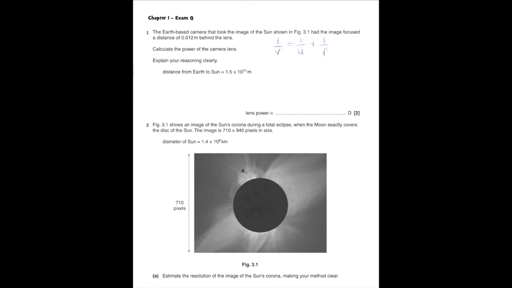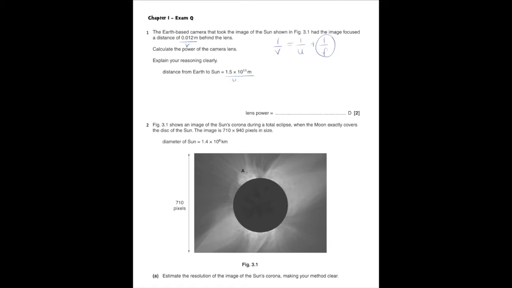Now, being asked to calculate the power of the camera lens, what we're being asked to find is 1 over f. Now, if we look at the data that the question has given us, we're being told that the image is focused 0.012 meters behind the lens. So that is our value for v. And we are being told that the distance from the Earth to the Sun, where bear in mind that the Earth is where the camera is based, is 1.5 times 10 to the 11 meters. So that is our value for u.